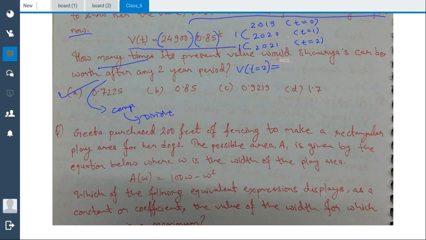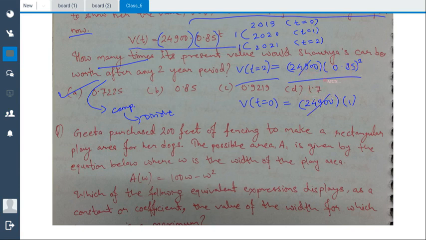V at t equal to 2 is equal to what? 24,900 into 0.85 squared. V at t equal to 0 is going to be what? 24,900 into 0.85 to the power 0, which is 1. Just divide these two equations. If you are dividing these two equations, the 24,900 cancels off. What is left? Just 0.85 squared is left.